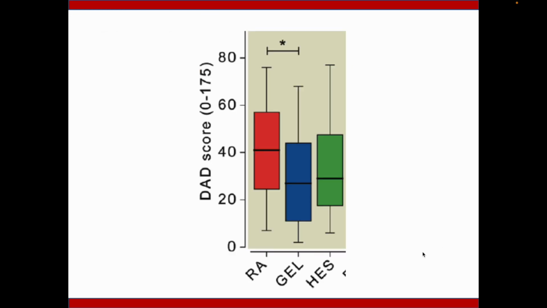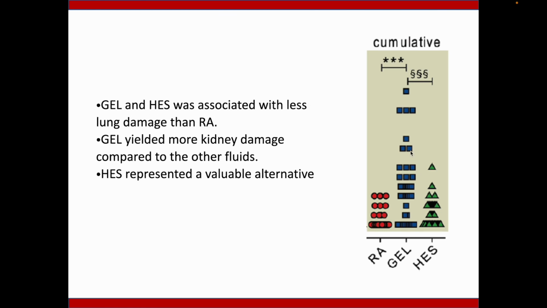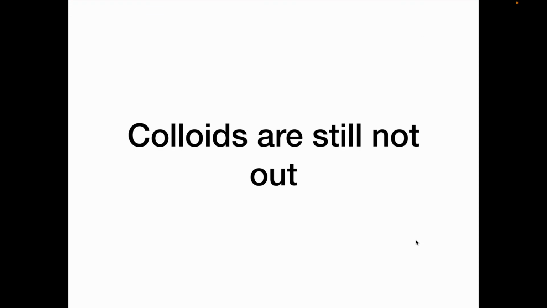As you can see over here, the lung injury was highest with Ringer's acetate, and the kidney damage was highest with gelatin. So gelatin and HES were associated with less lung damage than RA, and gelatin was associated with more kidney damage. The only fluid which was quite good in terms of both kidney and lung protection was HES. So we can say that the role of synthetic colloids is still not properly out.